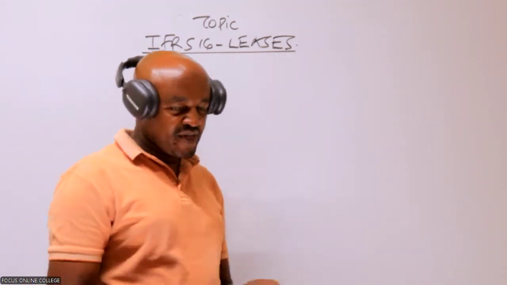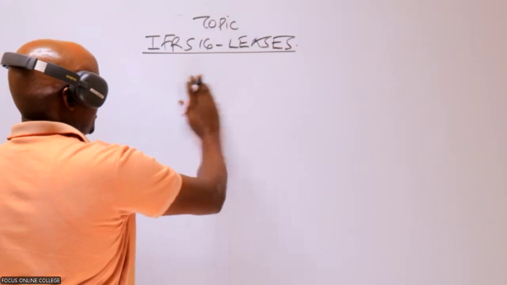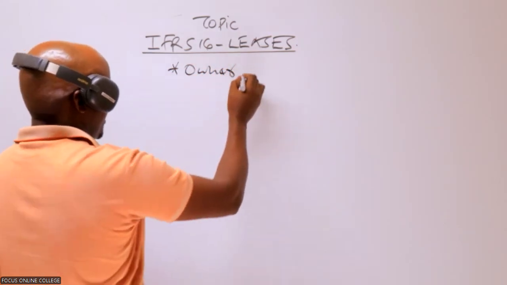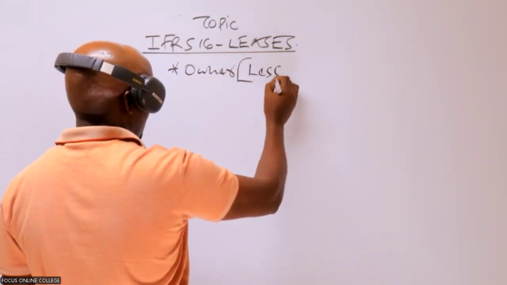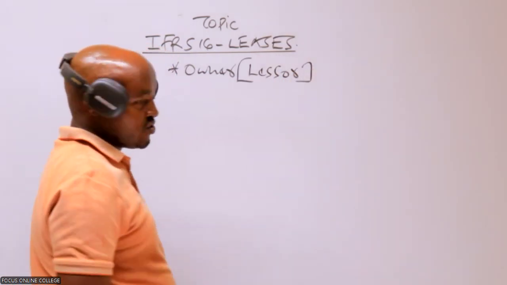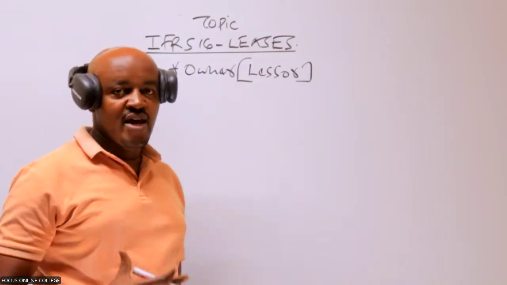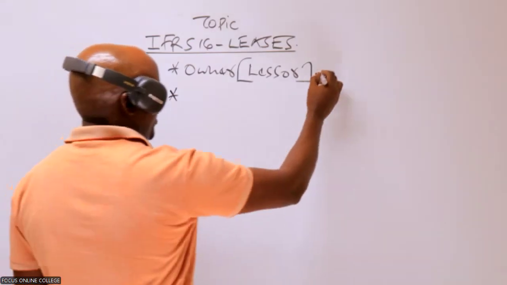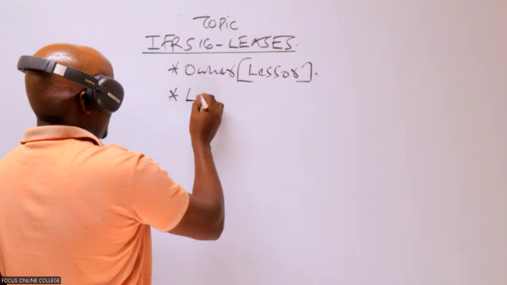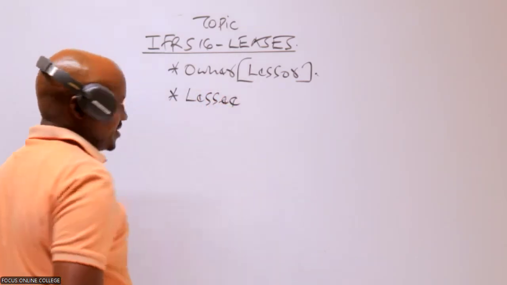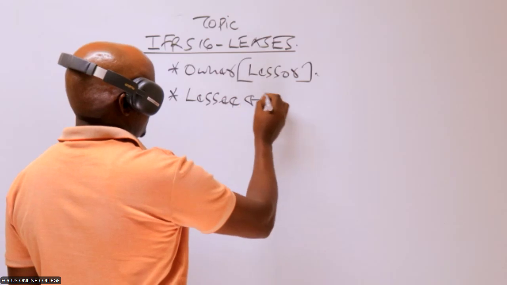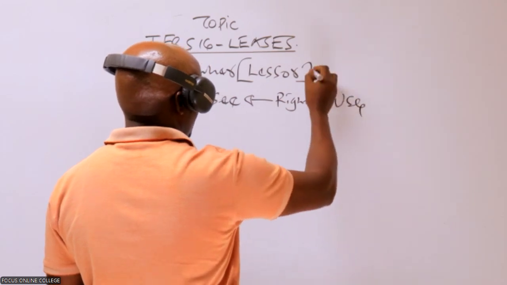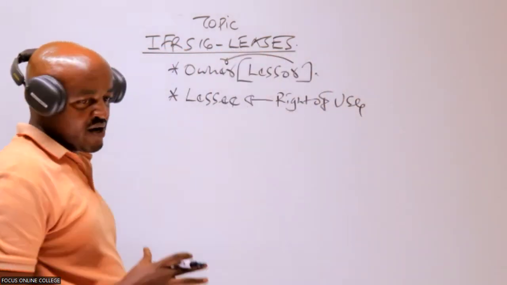And therefore, in this particular contract, we have two parties. We have the owner of the asset, and the owner of the asset is called the lessor. If I'm the owner of the asset, I'm known as the lessor. In this case, I will give you the right to use the asset. And in that case, you are known as the lessee. The lessee is the person who has been given the right of use.